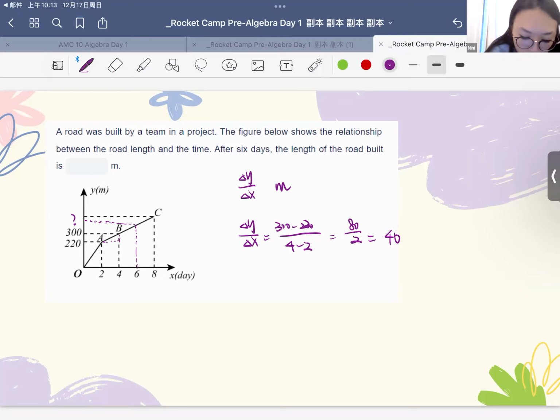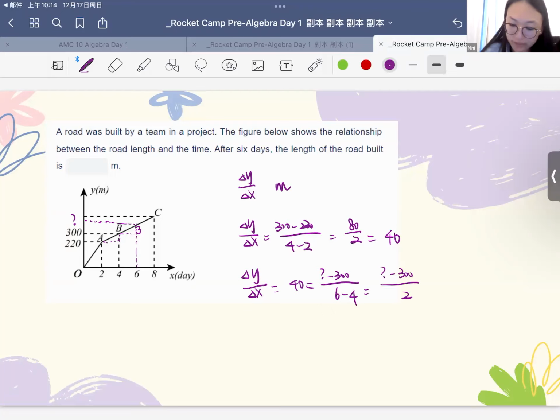And then we want to calculate what is the y coordinate for this point. So it should be 40 as well because this is a linear equation. So the change in y divided by the change in x should be 40 as well. So the change in y should be the thing we don't know, minus 300, divided by the change in x, which is 6 minus 4. So which value minus 300 divided by 2 is 40? Then we can just do the calculation, okay? So 80 equals which value minus 300? So that value will just be 380.